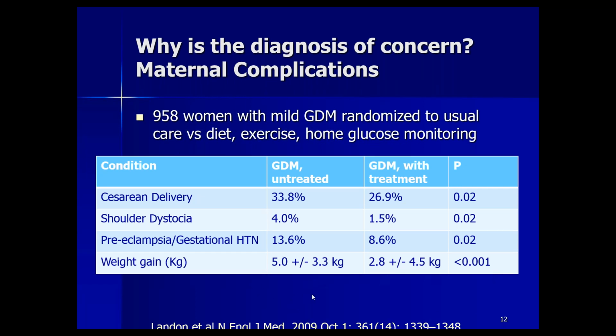In this same study, we were looking at maternal complications. Cesarean section rates did decrease. So did shoulder dystocia rates. The risks of development of any of the hypertensive diseases in pregnancy, preeclampsia, or gestational hypertension also decreased. And with treatment, you can also see that there was an effect of a lower weight gain in pregnancy, which probably reflects the fact that these patients were getting good nutrition and dietitian care.